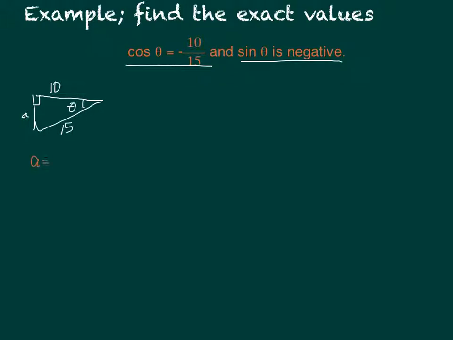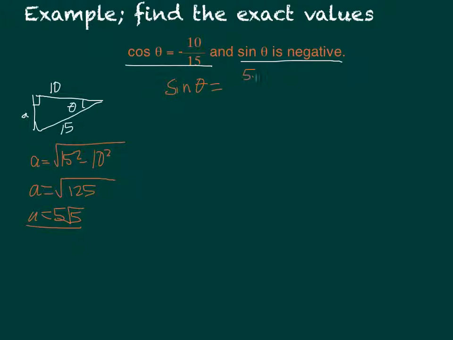So a is going to equal the square root of 15 squared minus 10 squared. So a is going to equal the square root of 125, which simplifies to 5 square roots of 5. So that is going to be my a, so I can easily find my sine of theta equals 5 square roots of 5 over 15. And it's negative because we know sine is negative. So there's my sine, and I have cosine, so I can find my tangent.